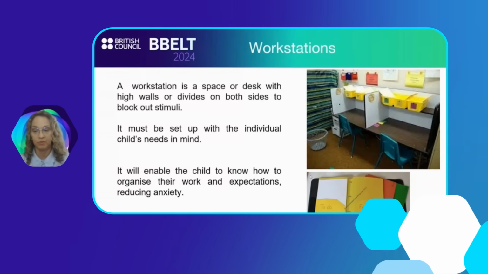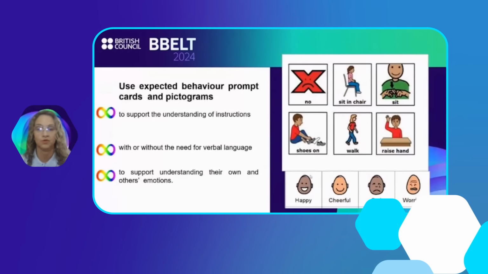As you can see, you can prepare a folder, and on one part of the folder you can have the things that they have to do, and then they can organize the work they have done in another part of the folder. And you can also give certain instructions using pictograms that I'm going to show you now, which is a better way of communicating with them. That's why they are so important. You can use expected behavior prompt cards or pictograms, and they are helpful to support the understanding of instructions.